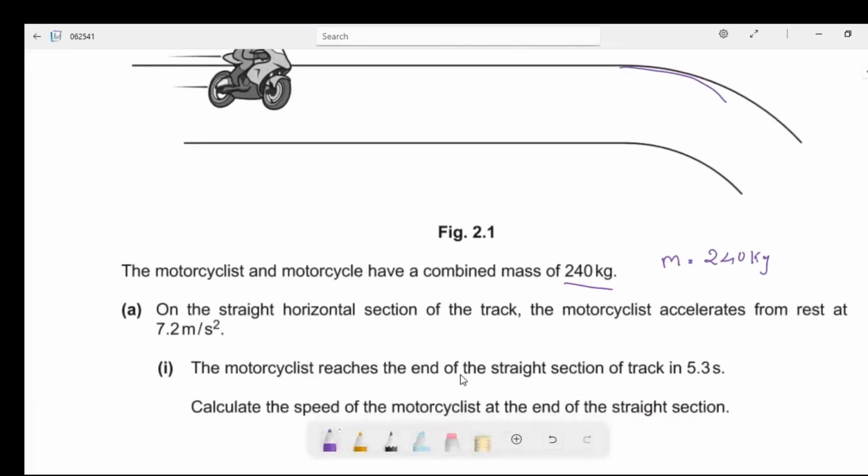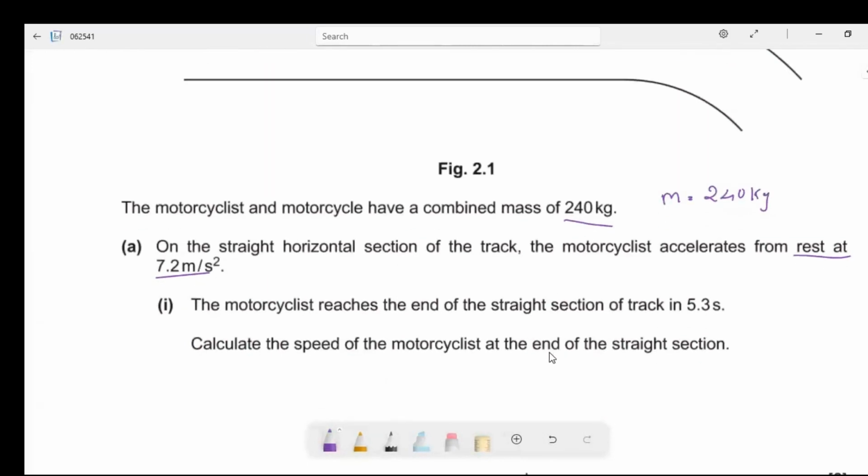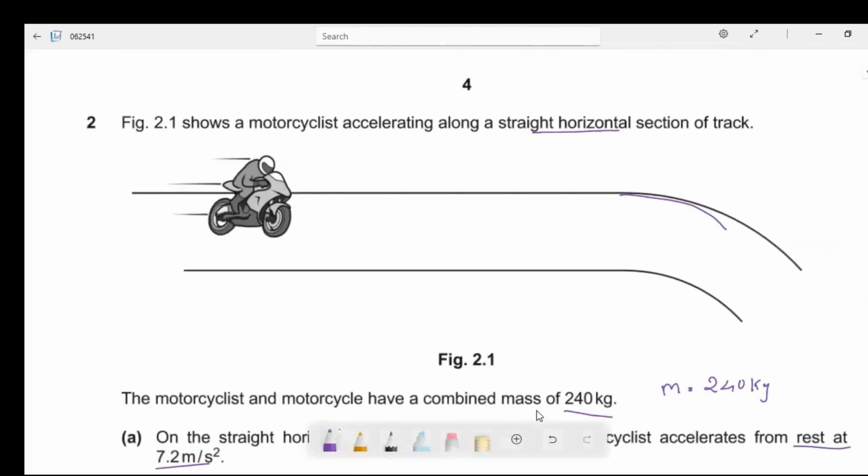On the straight horizontal section of the track, the motorcyclist accelerates from rest at 7.2 meter per second squared. So acceleration is given as 7.2 meter per second squared. The motorcyclist reaches the end of the straight section at 5.3 seconds. So he reaches here at 5.3 seconds.